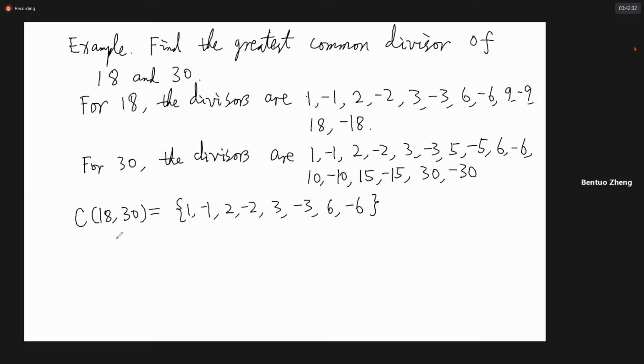Would we be allowed to just write it out as plus or minus 1, plus or minus 2, or do we need to list them individually? You can write plus or minus 1, plus or minus 2. That's fine. Yes, I just write it out to make it clearer.